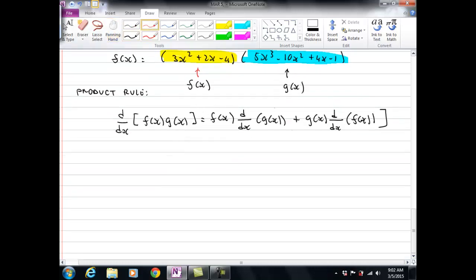Personally, I don't like this formula. Okay? It looks too complex. So I'm going to break it down into words. And I'm going to show you what this really means in words. Once you say this once, you will never forget it again. I kid you not.